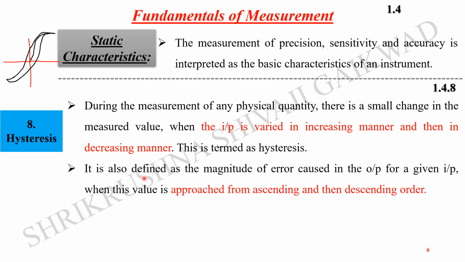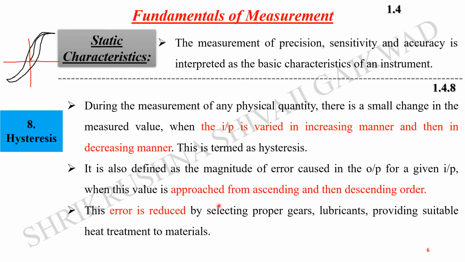Now it is also defined as the magnitude of the error caused in the output for a given input when this value is approached from the ascending and then the descending order. Just ascend the input and then descend it, so that we can get some error or difference in both the curves. We expect to have a similar kind of curve, but no, we get a deviation from its original path, or the earlier path, and this gives us the hysteresis. This error is reduced by selecting the proper gears, lubricants, and providing suitable heat treatment to the material.